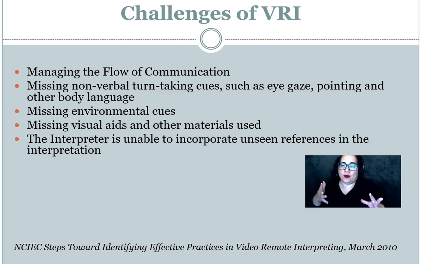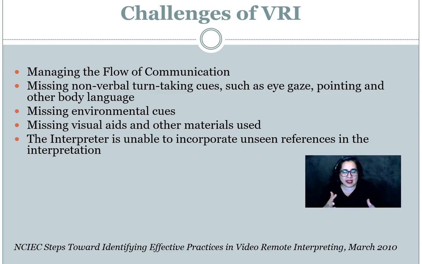Because you're not there in person physically, both the hearing and deaf person may not be looking at your cues to indicate, give me a second, I need a little bit more time, or to indicate that you've not finished your interpretation. And so they're missing, as that second bullet indicates, those nonverbal turn-taking cues, eye gaze, pointing, body language, and sometimes if either one of them points and you're not physically there to see what they're pointing at, makes your interpretation a little bit more difficult.